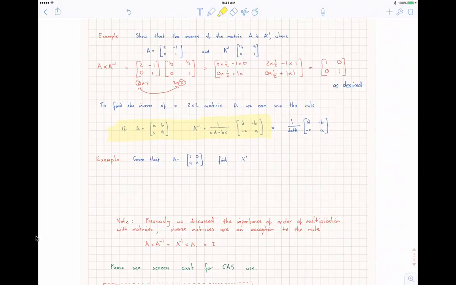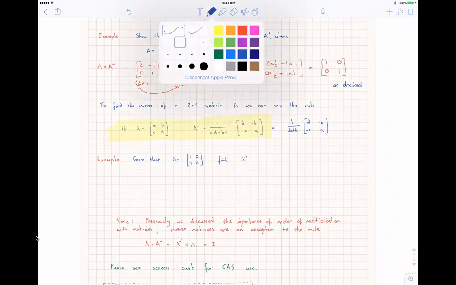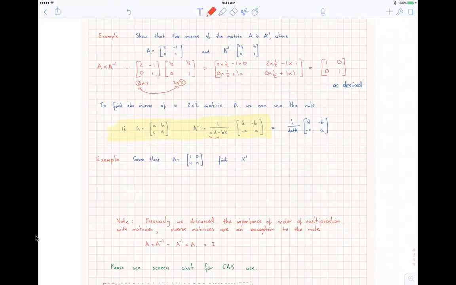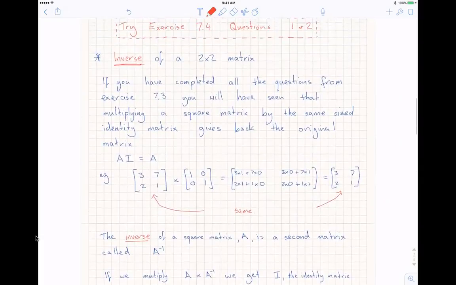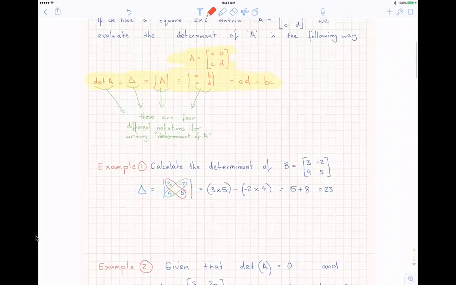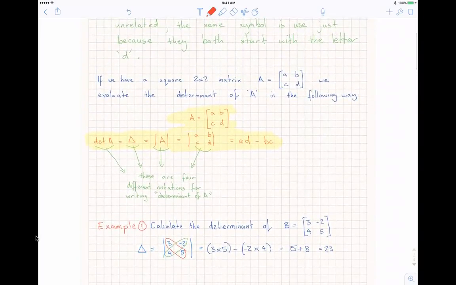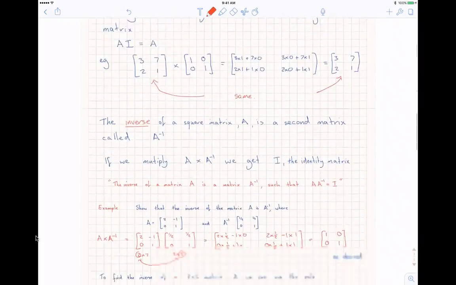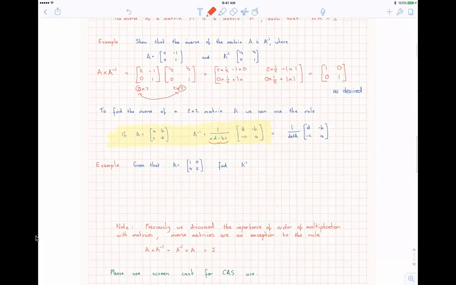You'll also notice that this value underneath here, ad minus bc, is in fact the determinant. What we learnt to calculate previously was that the determinant was ad minus bc, and that comes out in this relationship here. So we can also write it as 1 over the determinant times [d, -b; -c, a].